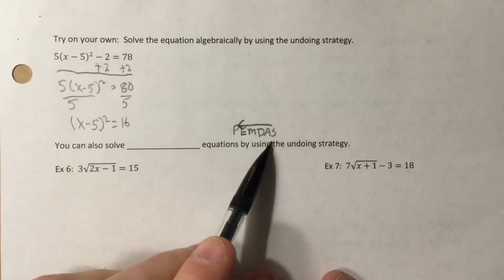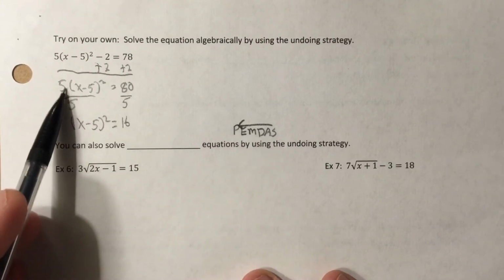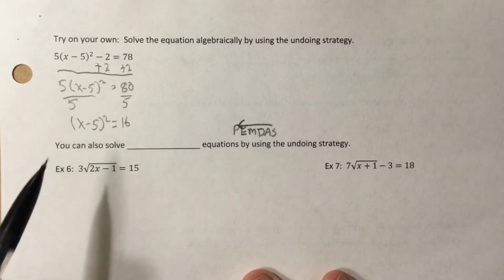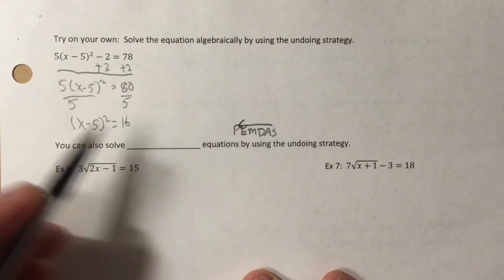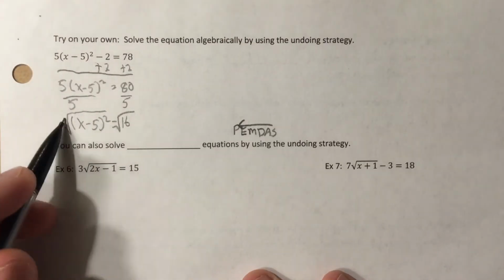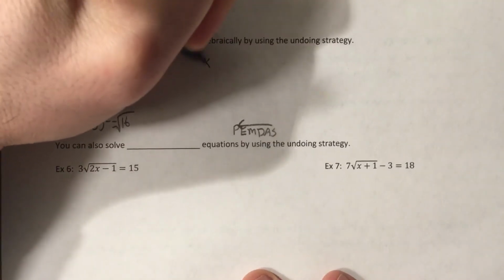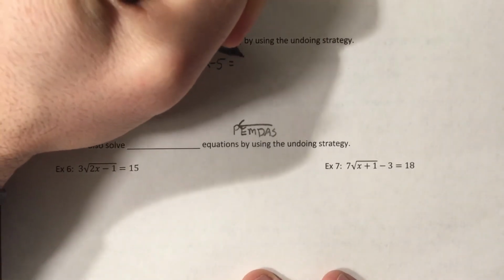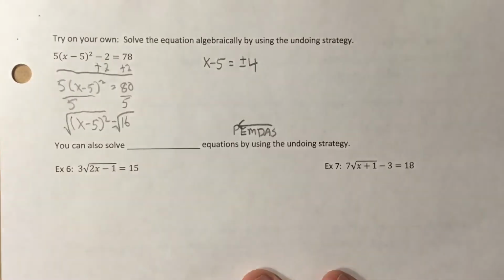Again, I undid addition, subtraction. Now I'm undoing multiplication, division. So I undid multiplication with division by 5. Now I'm going to undo the exponent, the square, by square rooting both sides. The square and the square root cancel out. So I'm left with just x minus 5. And since I wrote that square root, I'm going to have plus or minus 4.